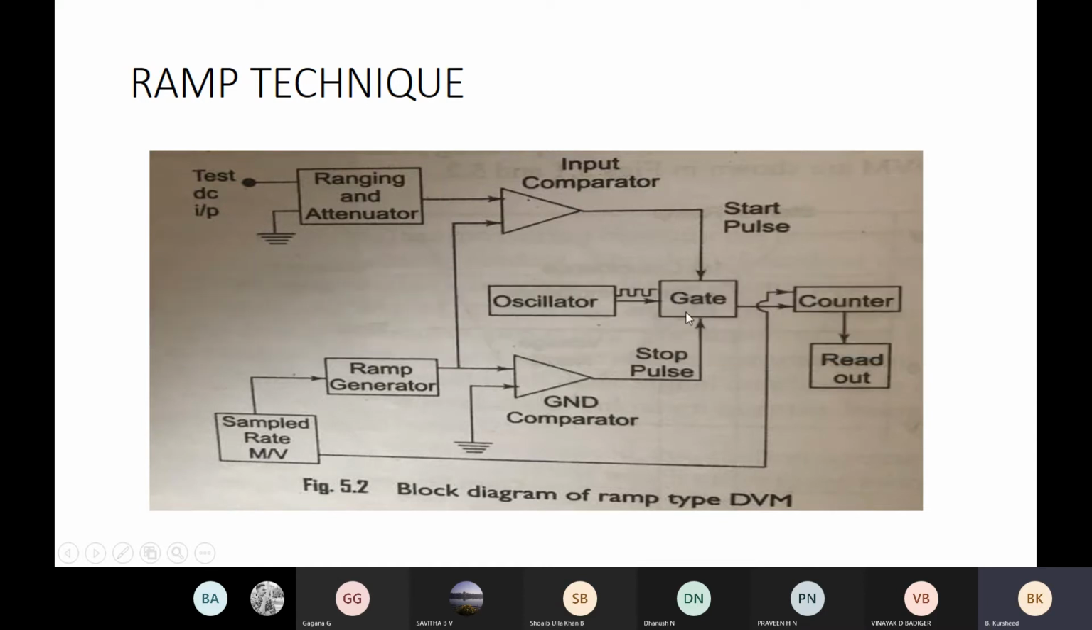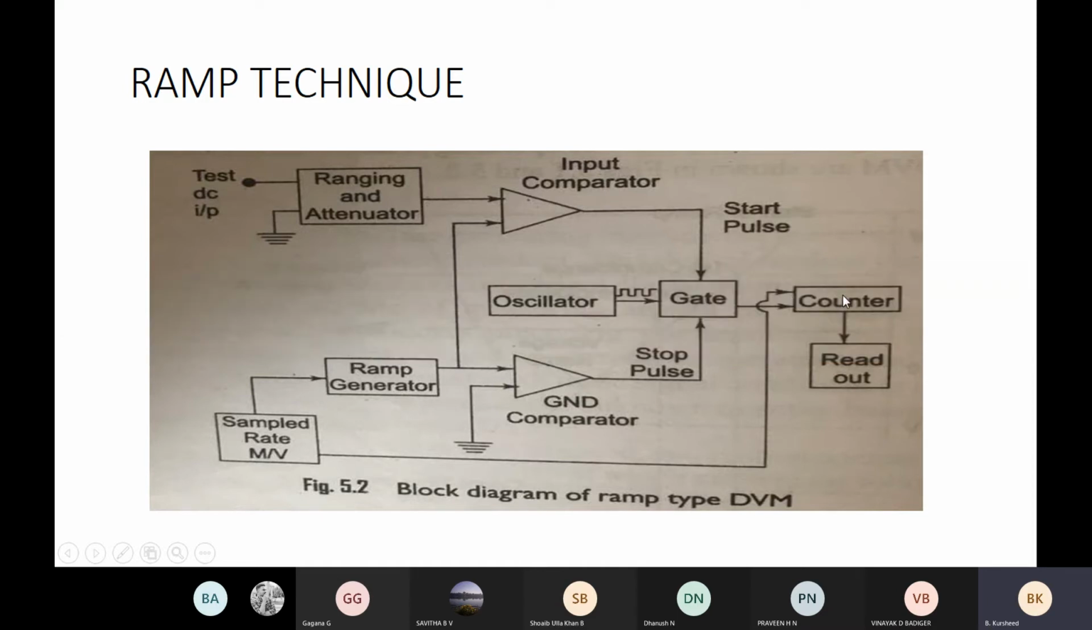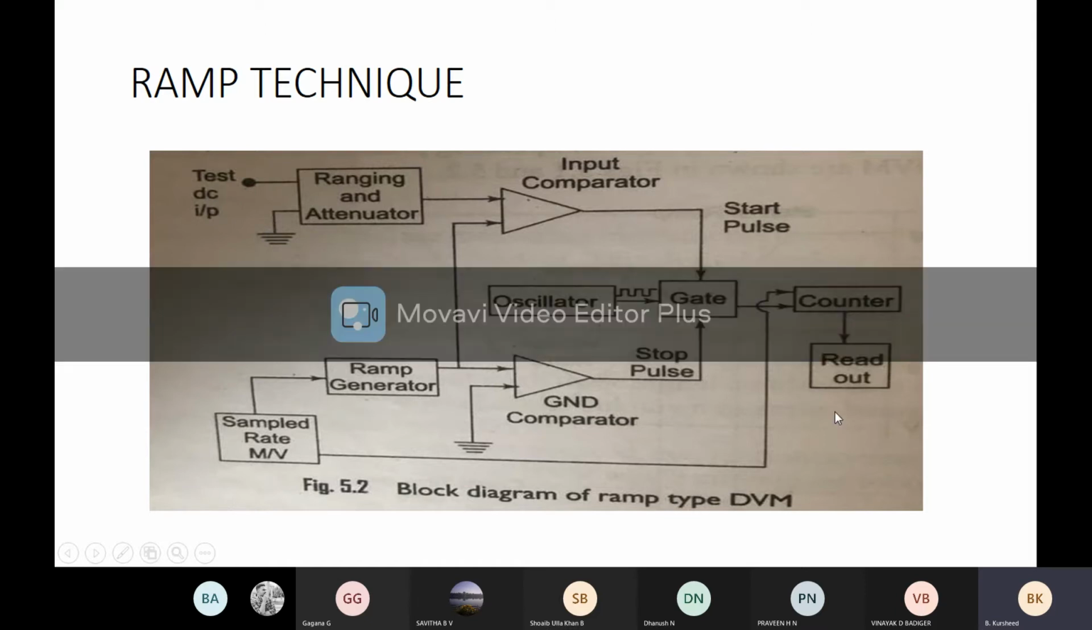When the start pulse is given, the gate will be on, meaning closed. Then pulses will be counted by the counter. When the ramp keeps decreasing, it is compared with 0. Then a stop pulse will be given. When a stop pulse is given, the gate will be opened. If the gate is open, no oscillations will be given and the counter will not count. So, when it opens, the count value will be there. That count value is equivalent to the analog DC input voltage. So that is read out, and that will be the digital output.